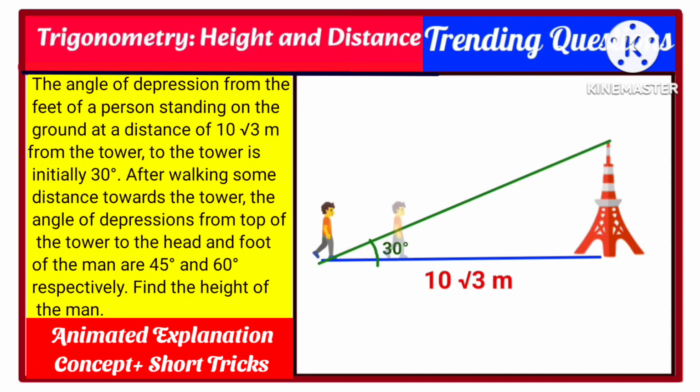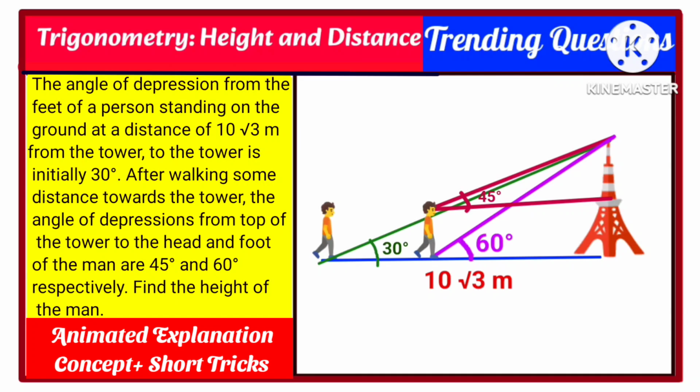So here the man is not standing. If he walks towards the tower, then the angle of depression from the top of the tower to his head will be 45 degree and the angle of depression from the top of the tower to the foot of the man will be 60 degree. So this is what is given in the question. Let's recall the question once again to understand it better.